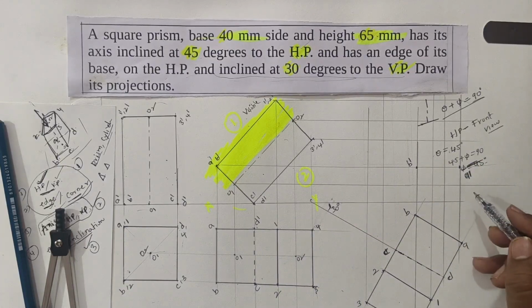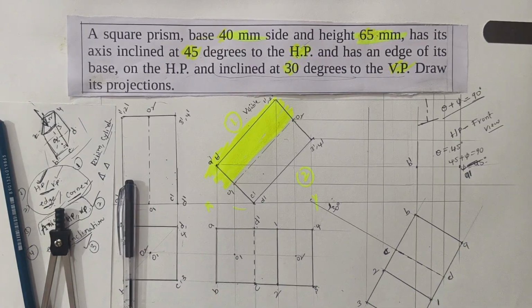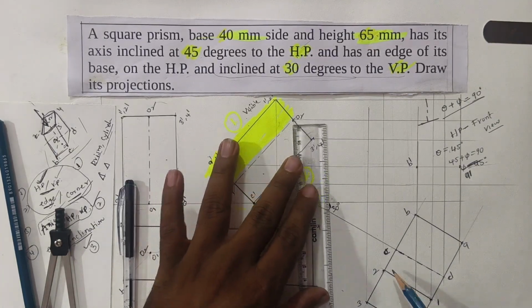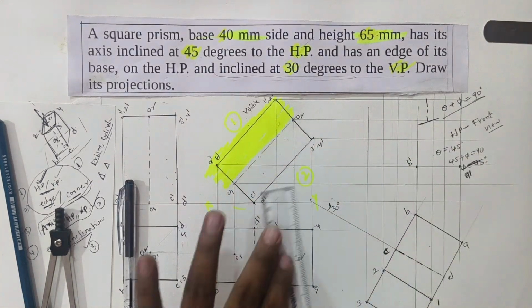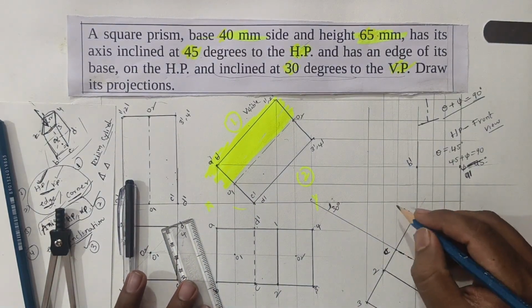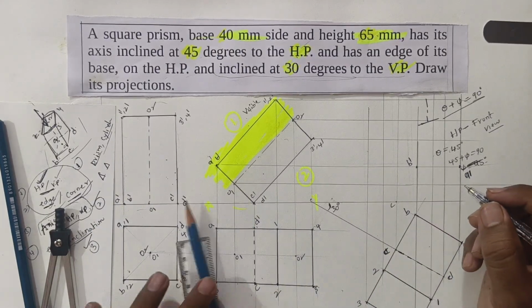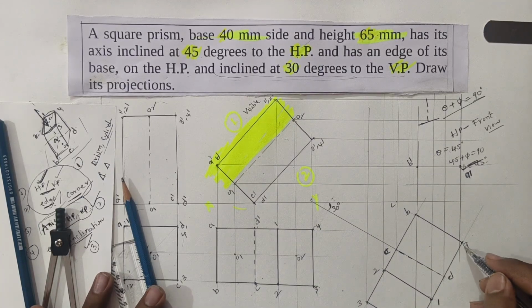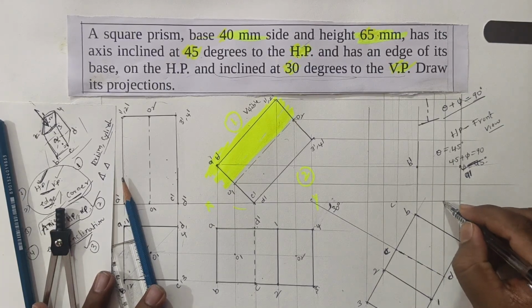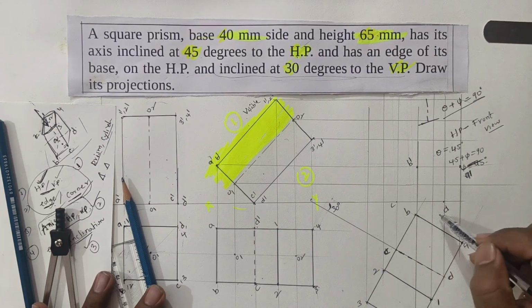And where is the point C? C is on this line, and where is C here? We didn't extend any line from C. This is point C. And point D. This is point D. So A to B, B to C, C to D.